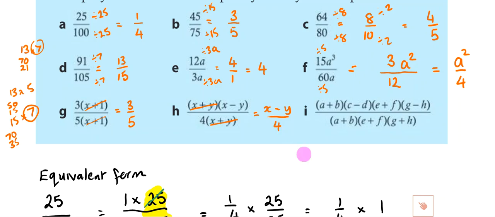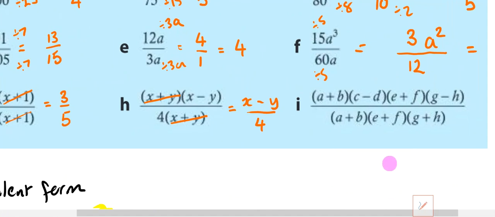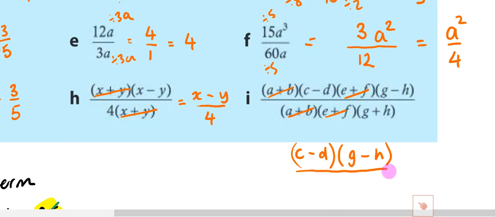And then finally, so we can get rid of the a plus b's, okay, the e plus f's, and that's it, right? So we end up with c minus d in brackets. We still need the black brackets over g plus h.